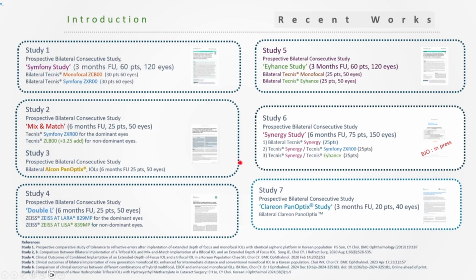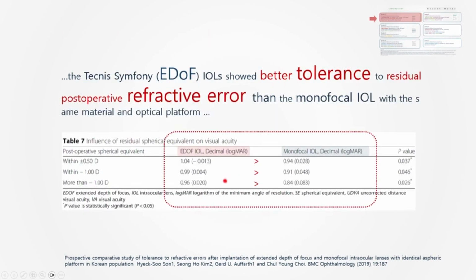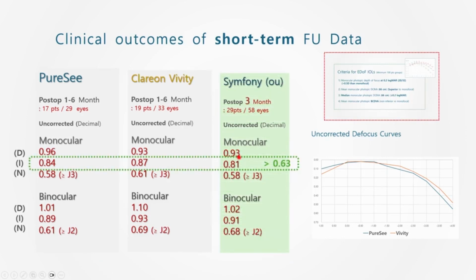And these are our previous publications about multifocal IOLs, and we will compare with the VVT lens and the PRC lens together. The advantage of EDoF lenses is a superior focus curve, as we know well. And also the EDoF lens shows better tolerance to residual refractive error. If we look briefly at outcomes of VVT and PRC lens here, distant, intermediate, and near visual acuity was similar or better than the previous type of Symphony lenses.